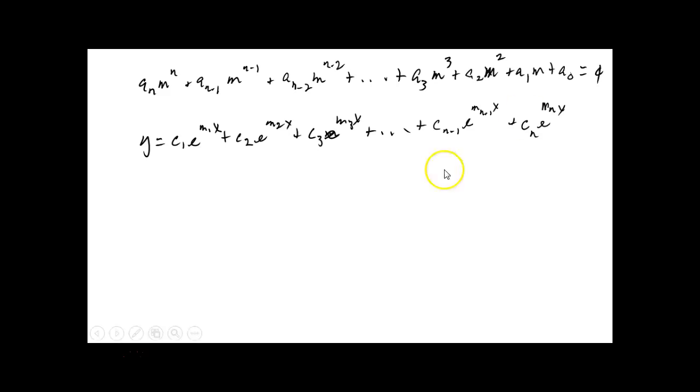So let's do example 3. Somewhat simple, just a cubic, not an nth. Okay? So here we have y triple prime plus 3y double prime minus 4y equals 0. Where do you start?